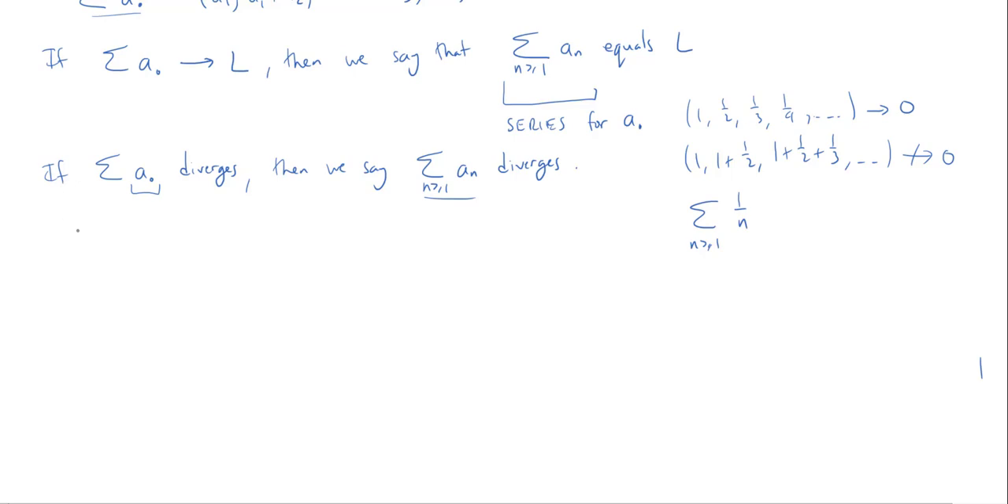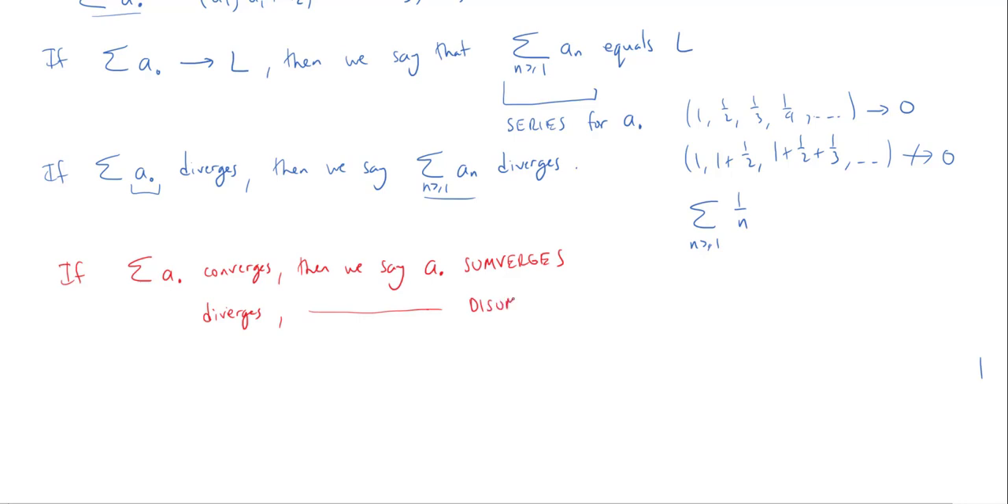So if the sum sequence for A, right, or the corresponding series converges, then we say that the original sequence sumverges. Okay, and the same thing here if this underlying sum sequence diverges, then we'll say that the underlying sequence disumverges.